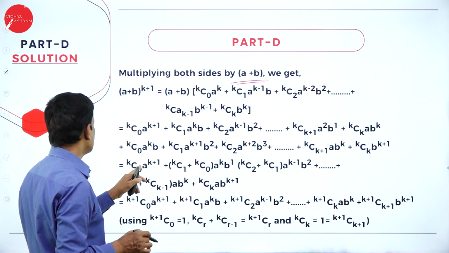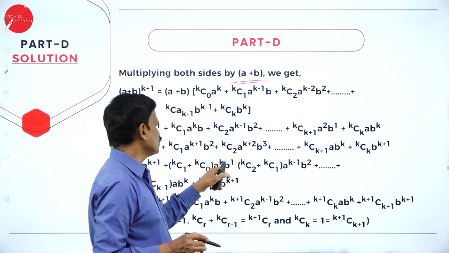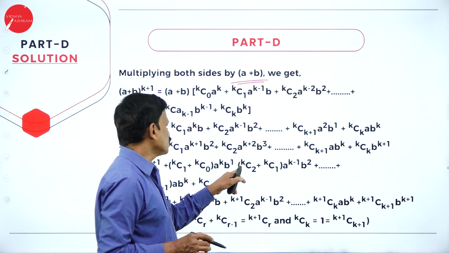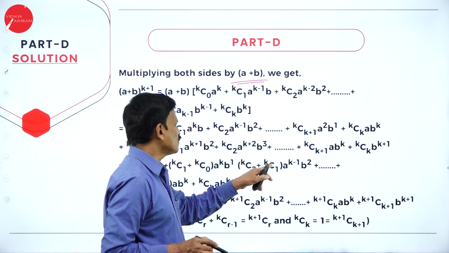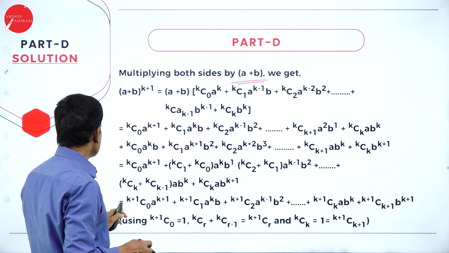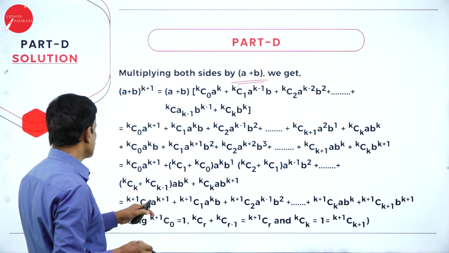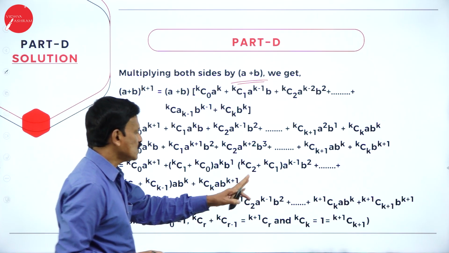So that is kc0 a to the power of k plus 1, then kc1 plus kc0 a to the power of k into b to the power of 1. Similarly, kc2 plus kc1 a to the power of k minus 1 into b square, etc. This can also be written as k plus 1 c0 a to the power of k plus 1, k plus 1 c1 a to the power of k into b, etc.